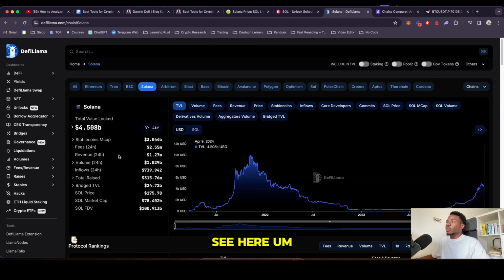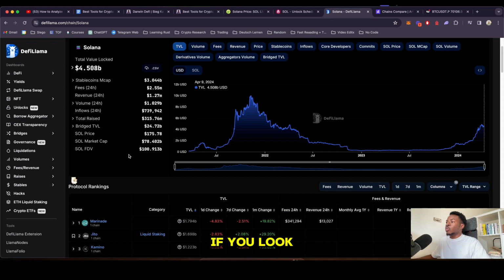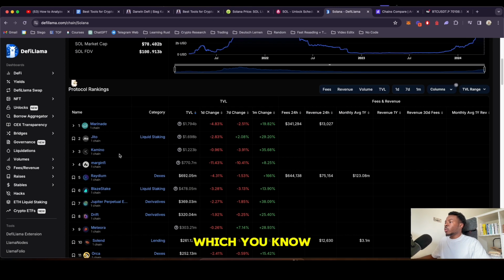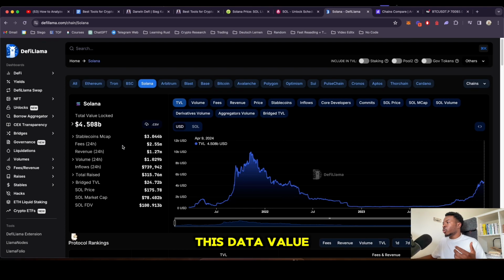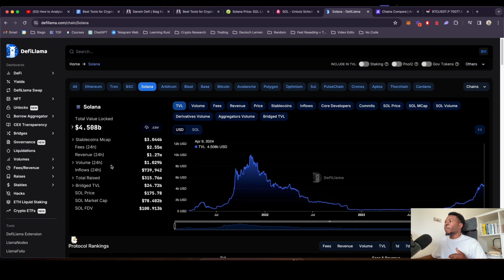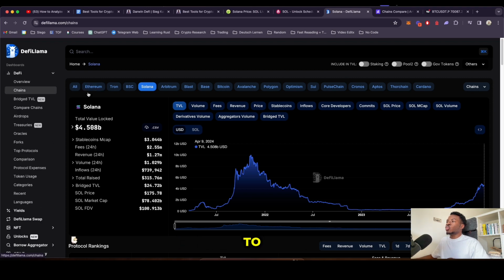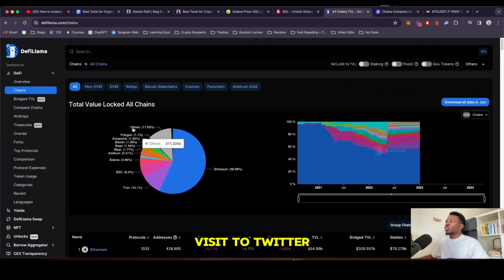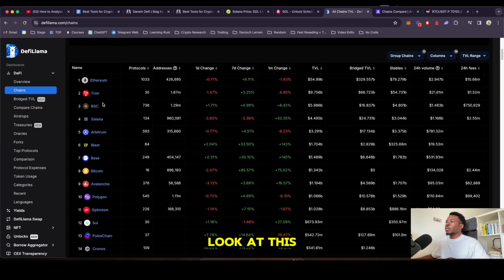As you can see here, if you look at the different projects which contribute to this total value locked, you can see them on Defillama. And you can see that Solana is actually the fourth largest chain when it comes to TVL, basically total value locked. You look at this list here, you can see that we have Ethereum with about 54 billion.